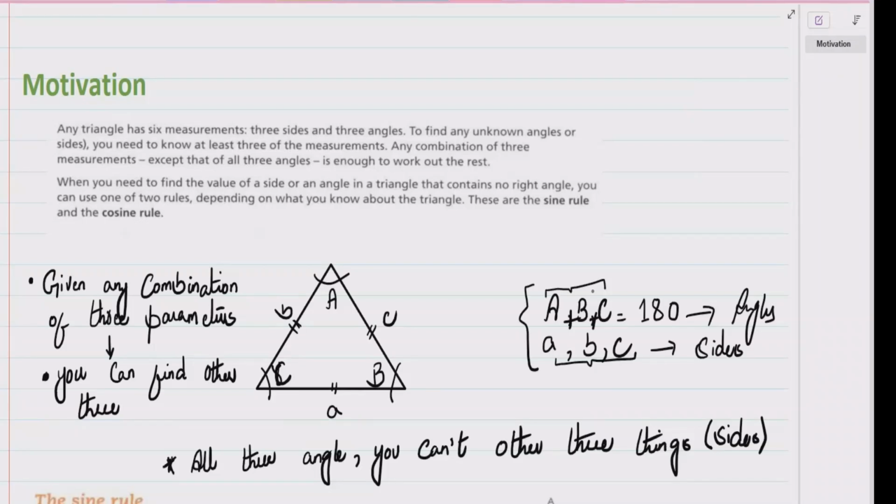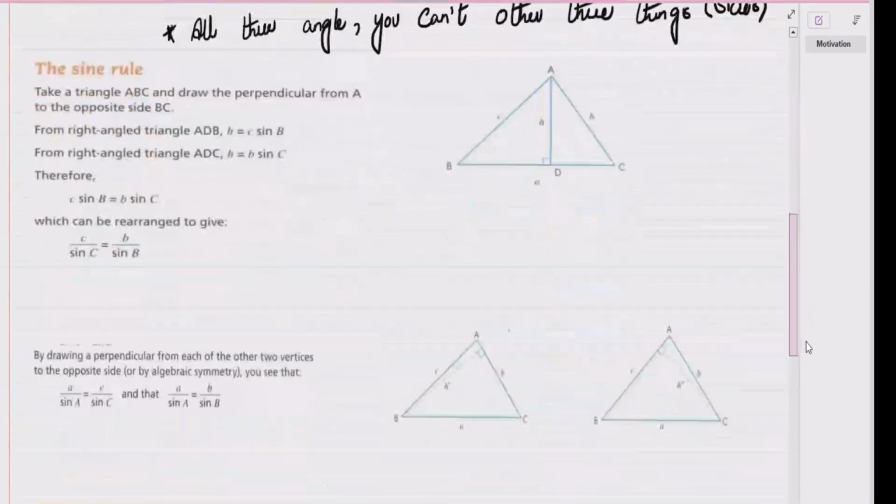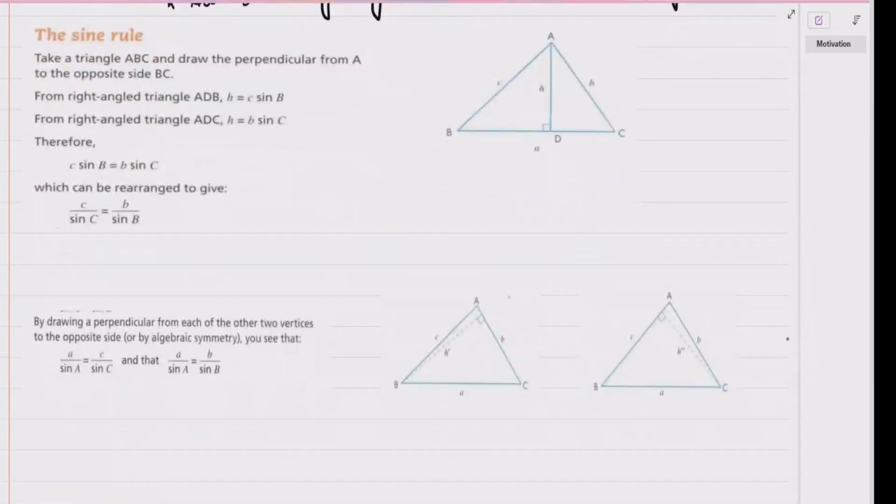But if we are given a combination such as two angles and one side, or two sides and one angle, you can find the other three as well, right? And how we can find that, we will see. So first of all, let's see the sine rule. What is meant by the sine rule?